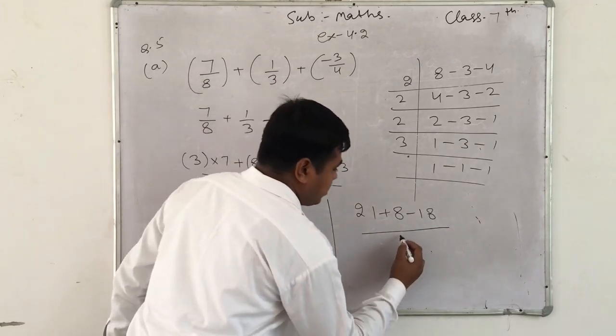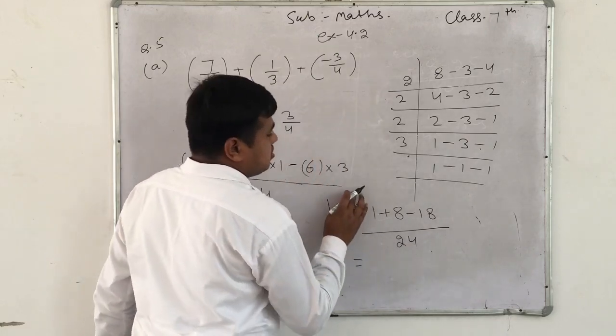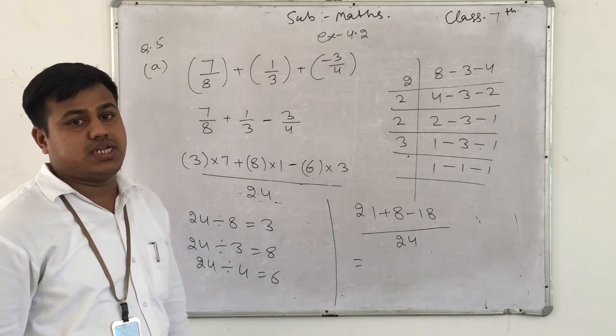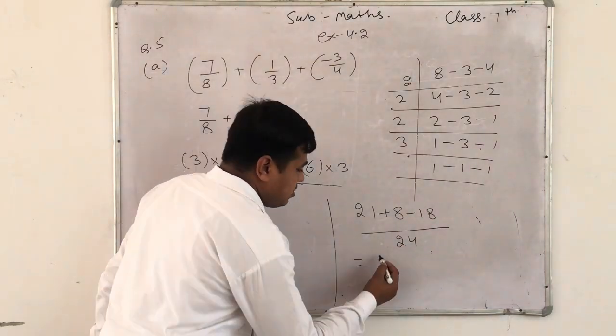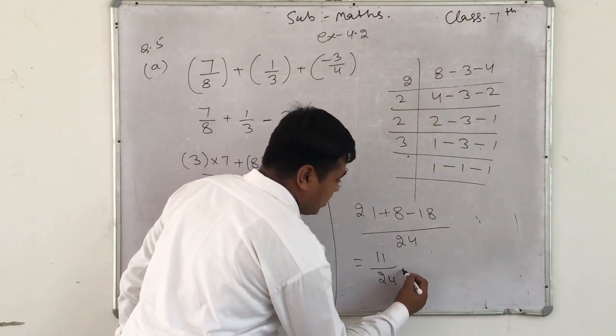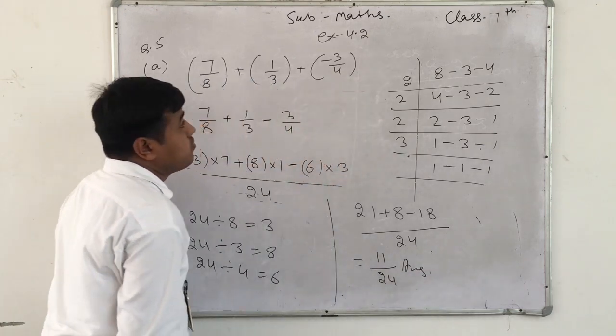the denominator, which is 24. After that 21 plus 8 is 29, 29 minus 18 we will get 11. So the final answer is 11 upon 24.